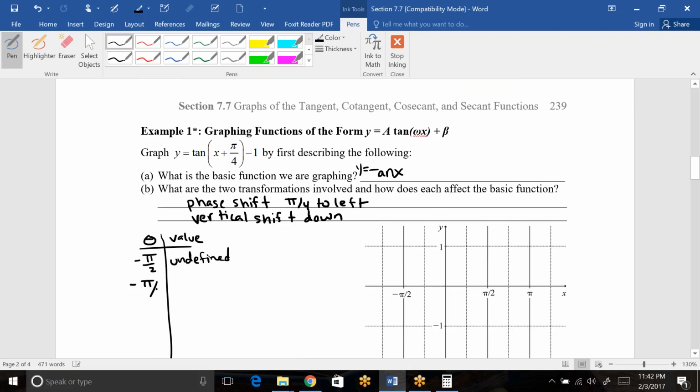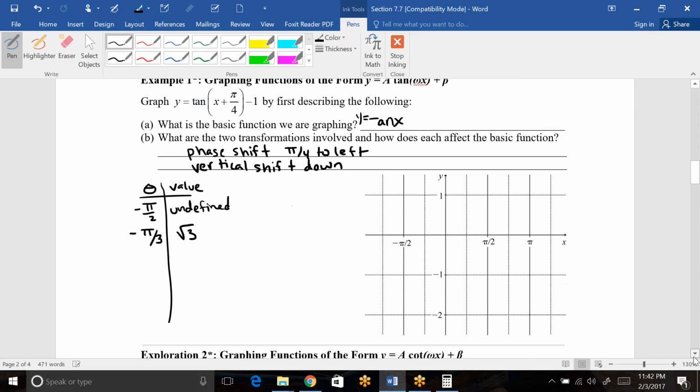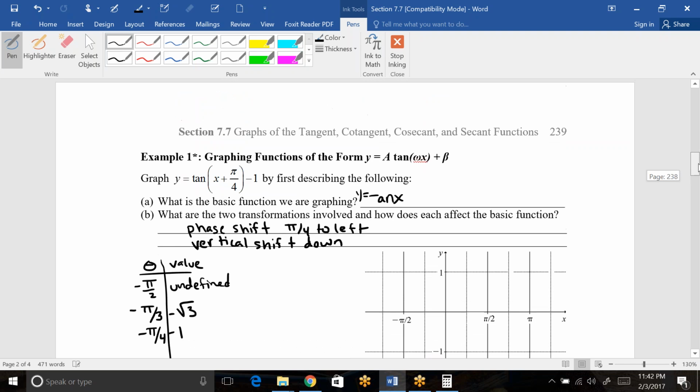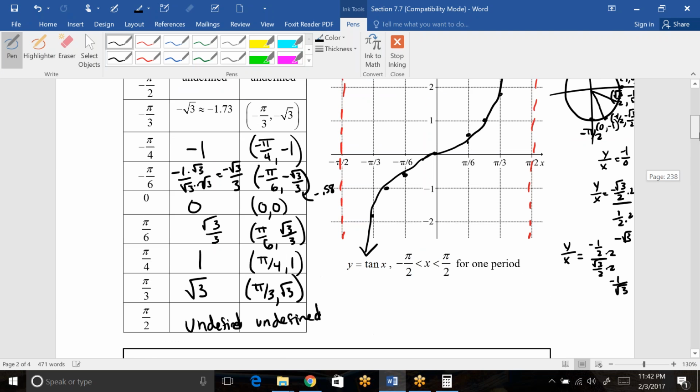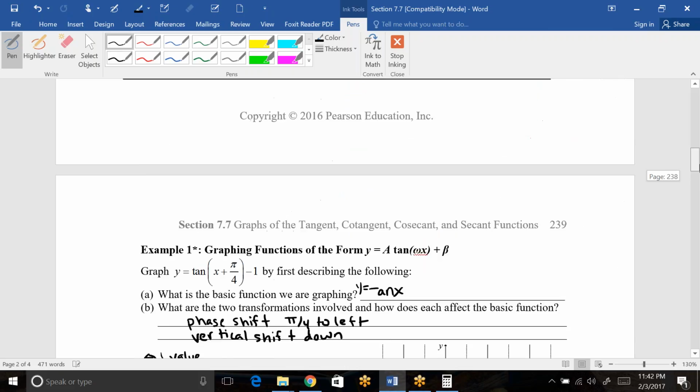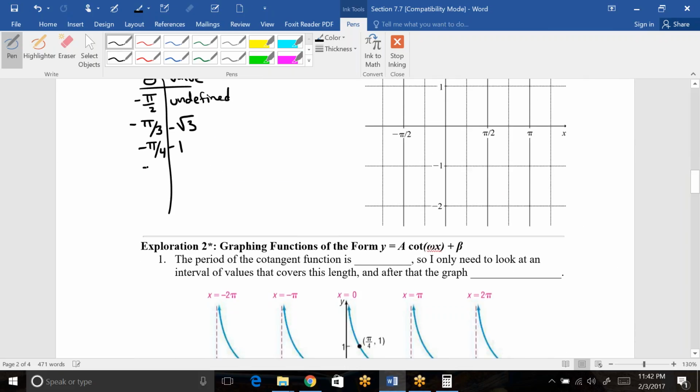So negative pi over 3 was square root of 3. Negative pi over 4 was 1. Except these were negative, I believe. Let me double check my original chart. Yes. Negative pi over 6 was negative square root of 3 over 3, and then 0 was 0.